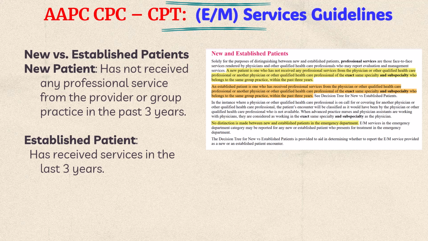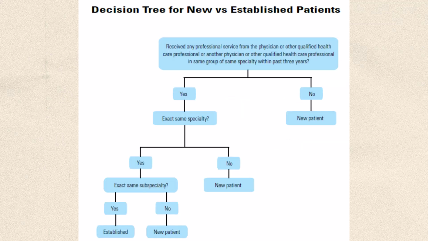So in simple form, a new patient has not received any professional service from the provider or group practice in the past 3 years. An established patient has received services in the last 3 years. Okay, decision tree for new and established patients. This table is available in your CPT codebook. So here it is in detail explaining how to divide the patient as new and established.